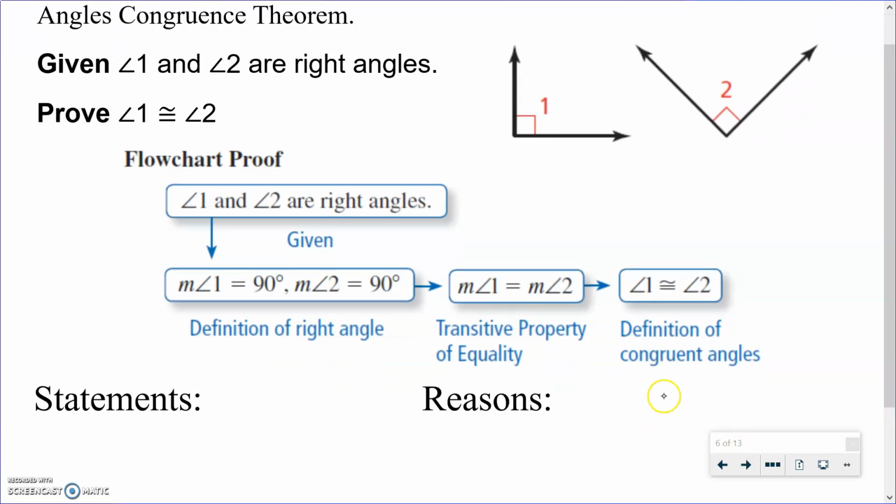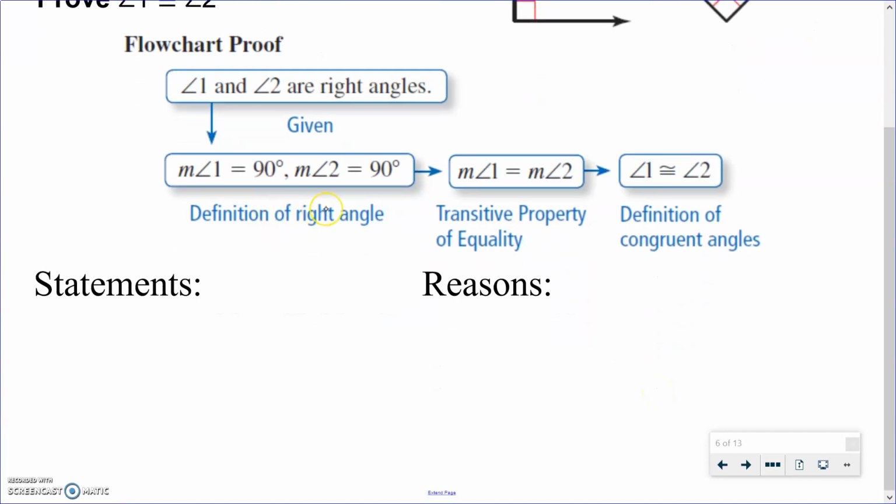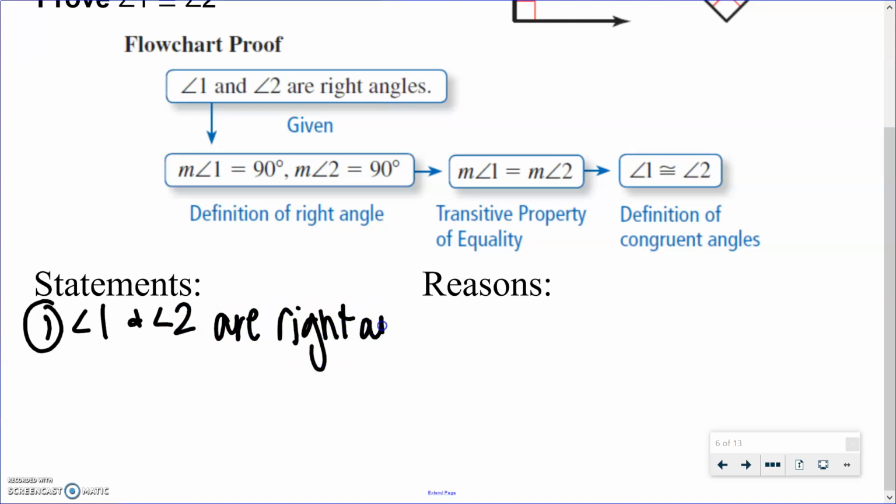So here's the flow chart, and really what we're going to do is take the flow chart and just turn it into a 2-column proof. Okay, so here's the flow chart proof. So the first thing I'm going to do is write the statement, which is angle 1 and angle 2 are right angles. And then the reason here is given.